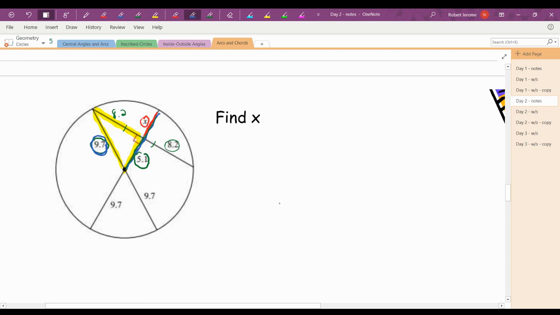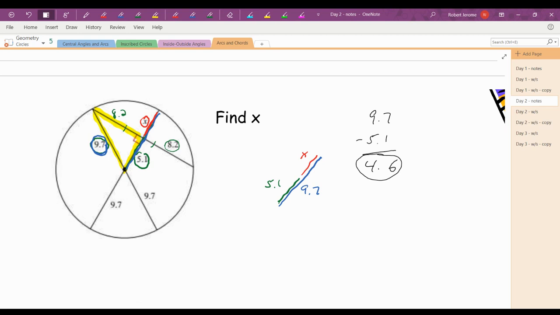So let's just pull this over to the side. If this segment is 9.7, and we know this part right here is 5.1, and we're looking for the rest of it, that's our picture. So our math here is pretty simple. 9.7 minus 5.1, and we get 4.6 for x. But we have to see that in the picture. 5.1 and the x together make the radius, and we already know the radius from a different part of the picture.